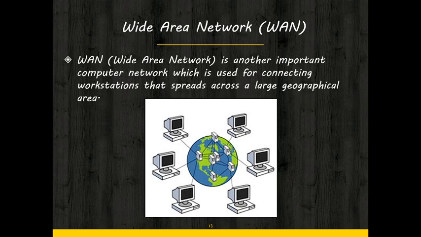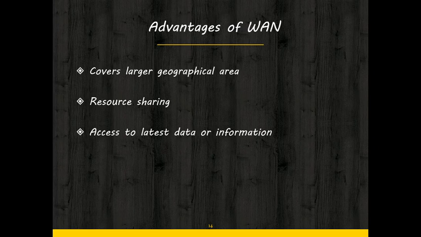Okay, next we will see advantages of WAN. Okay, a WAN covers large geographical areas, so business offices situated at longer distances can easily communicate in a WAN. Okay, like a LAN and MAN, it also allows sharing of resources and application software among distributed workstations or users. Okay, and everyone in the network will have access to the latest data or information, so this avoids problems where some users may have older information than others.